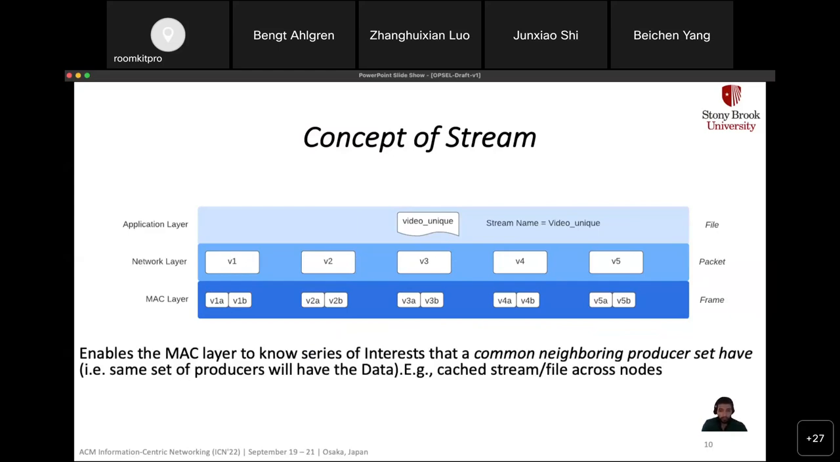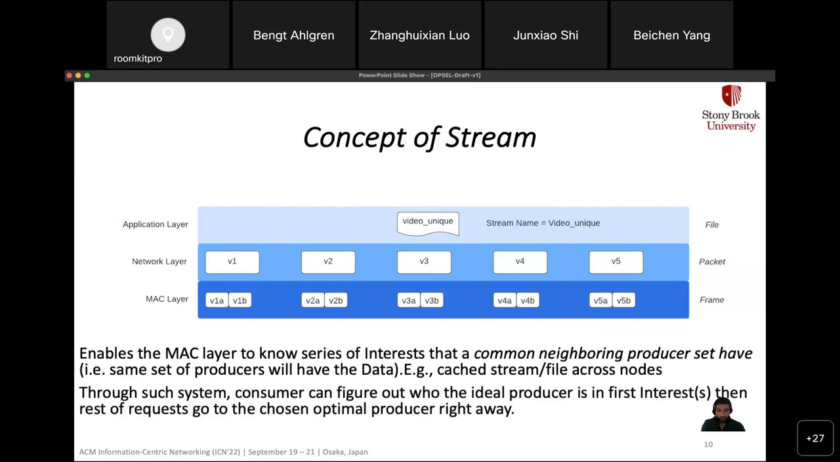So what the stream enables us to do is that the MAC layer knows a series of interests. Now we know that the V1, V2, V3, V4, V5 packets all have the same common neighboring producer set, basically the same set of producers that have the data across the nodes. Through such a system, consumers can figure out who the ideal producer is in the first interest. So we can use V1 to sample multiple producers, and then the rest of the requests, V2, V3, V4, V5, can go to the chosen optimal producer right away.